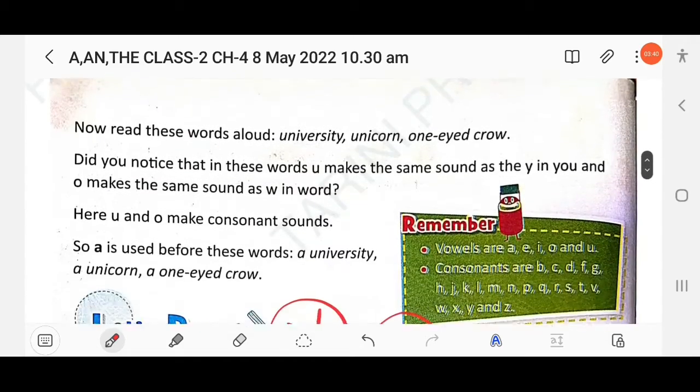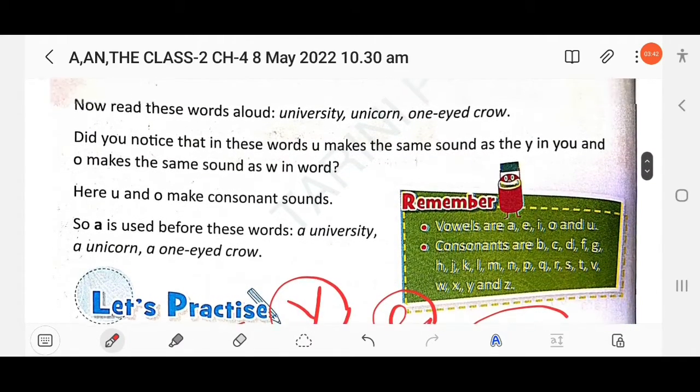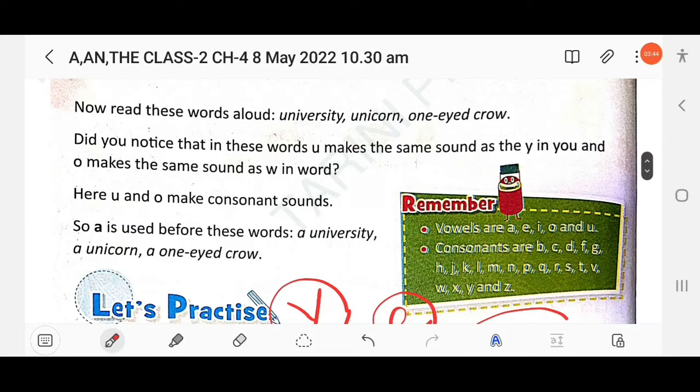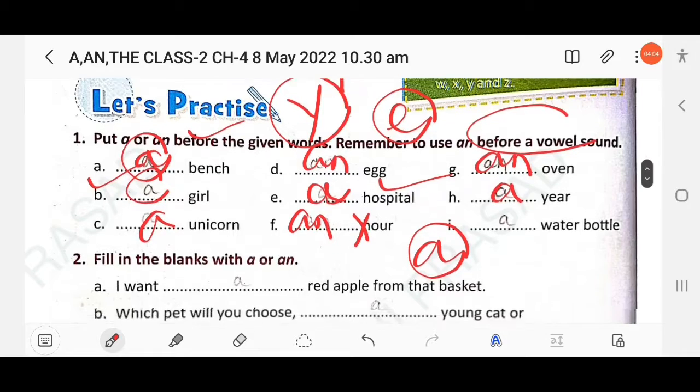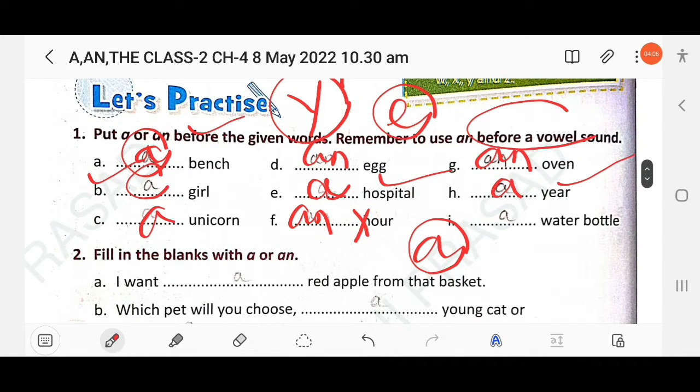Here you also find some examples provided: a university, a unicorn, a one-eyed crow. Did you notice that in these words u makes the same sound as y? As we have discussed, university, u, unicorn, u. So you have to use a, not an. The next: dash water bottle, a water bottle.